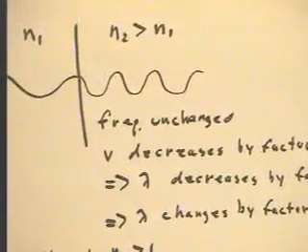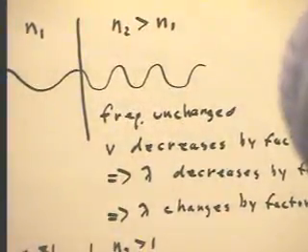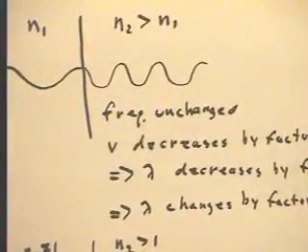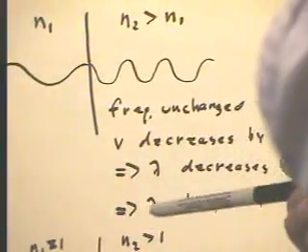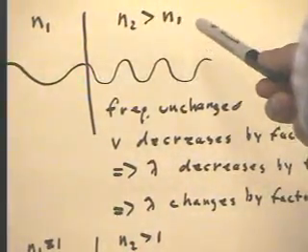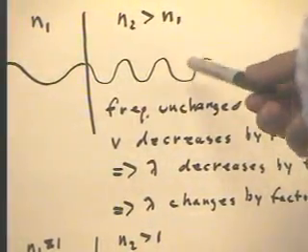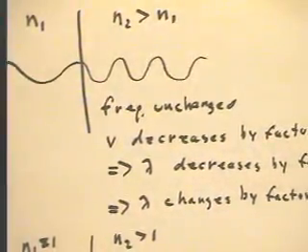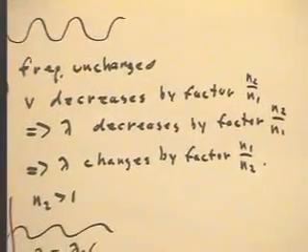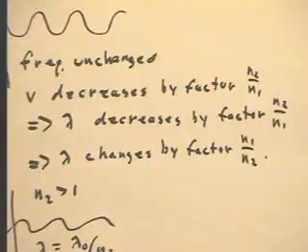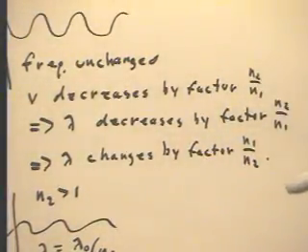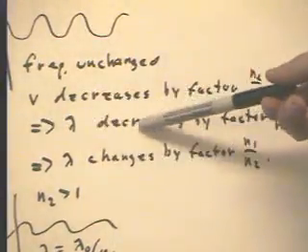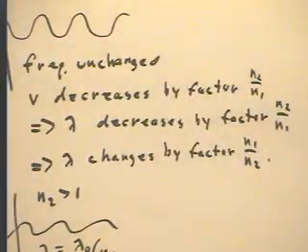Now let's look back up here at n2 and n1. The velocity is inversely proportional to n. So if n2 is bigger than n1, the velocity will be less by a factor n2 over n1. And we'll talk more about that. These n's are called the indices of refraction. If v decreases by a factor n2 over n1, then the wavelength lambda decreases by the same factor.